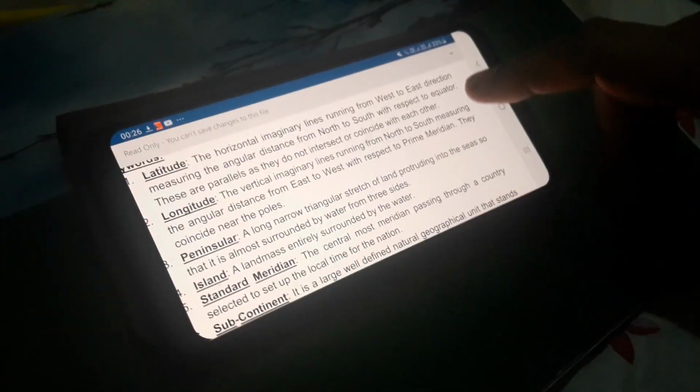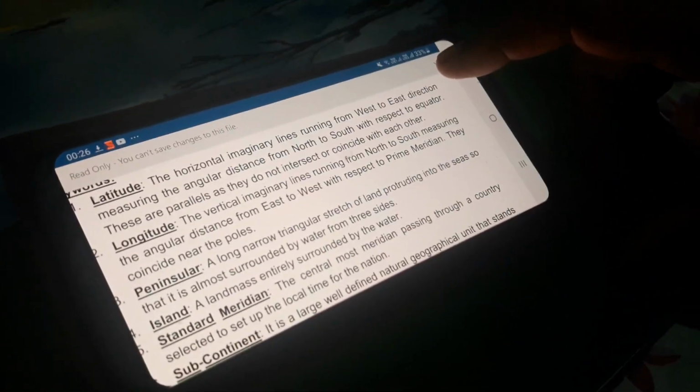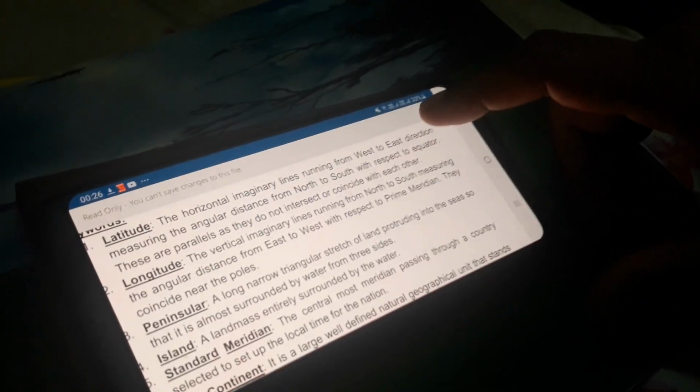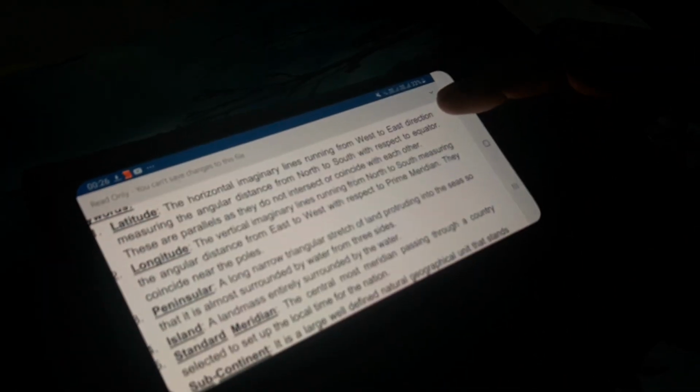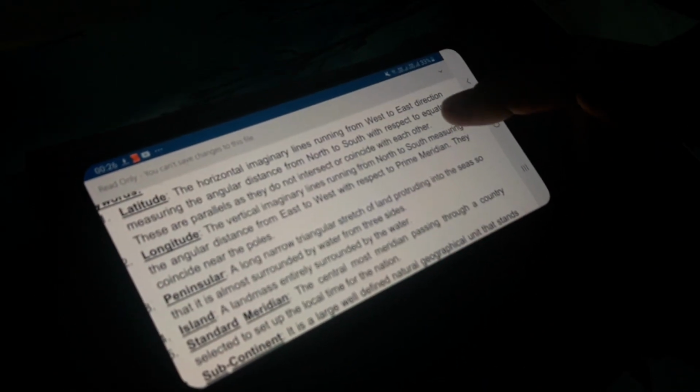Longitude: the vertical imaginary lines running from north to south, measuring the angular distance from east to west with respect to the prime meridian. They coincide near the poles.